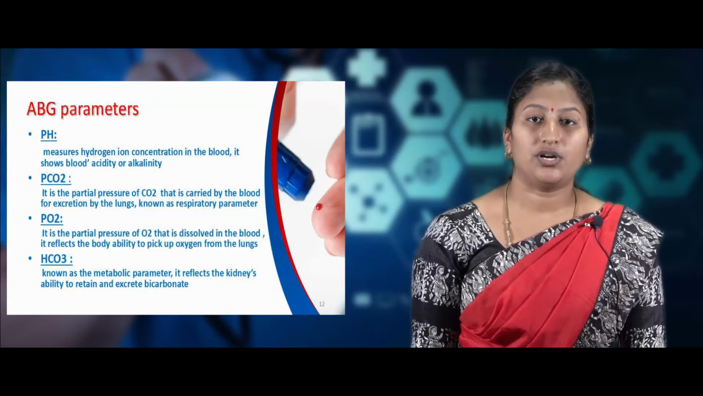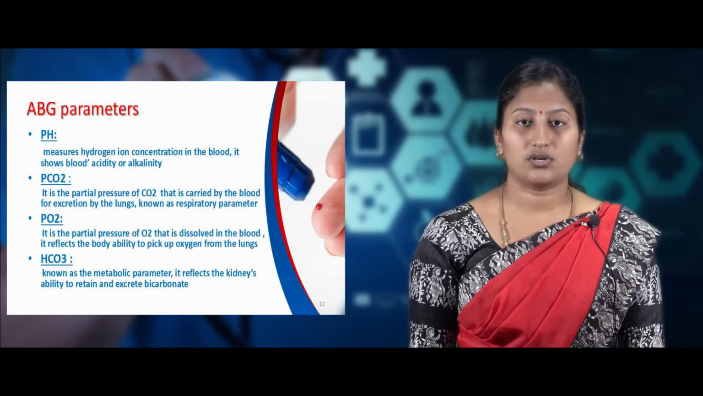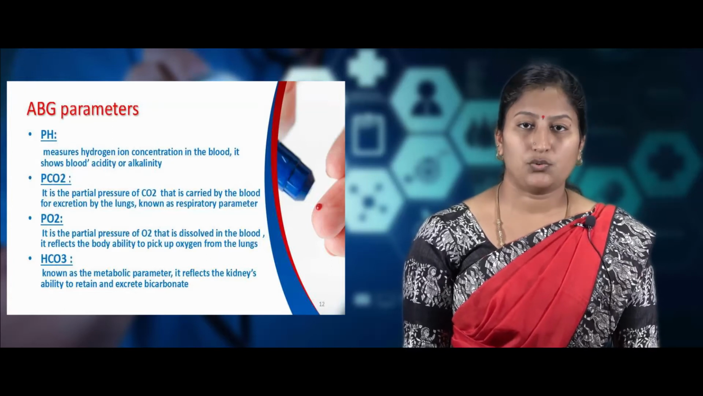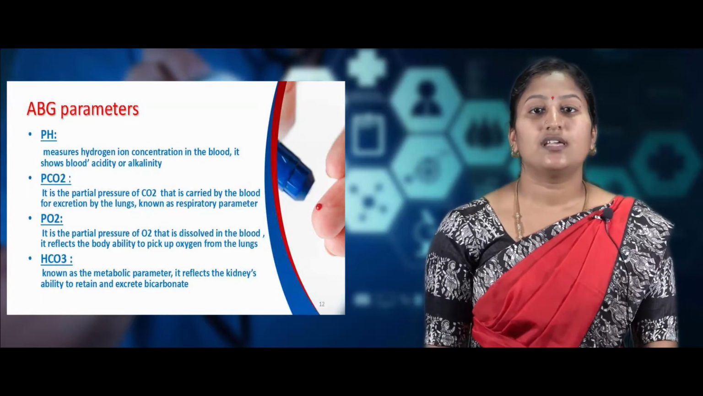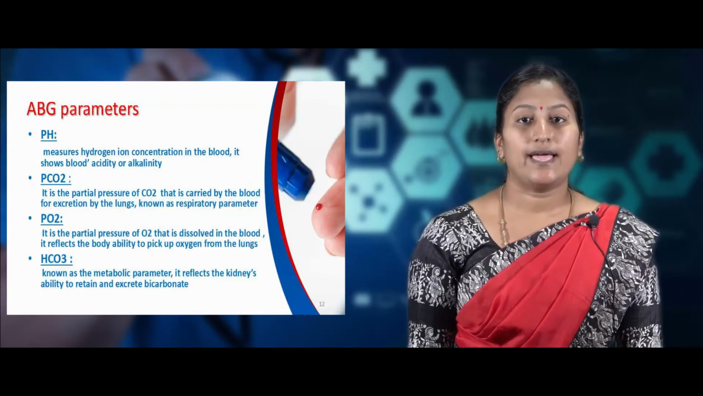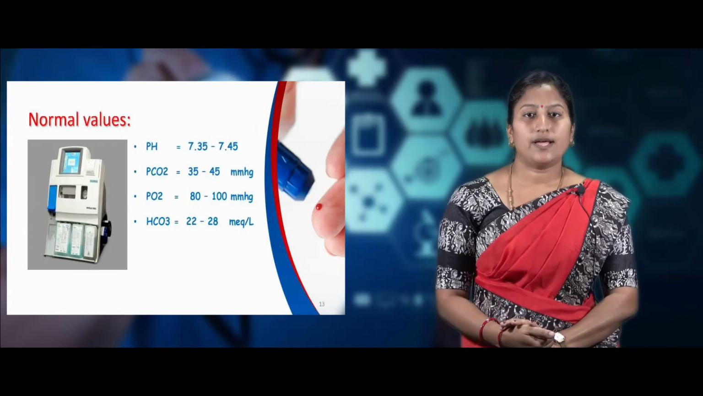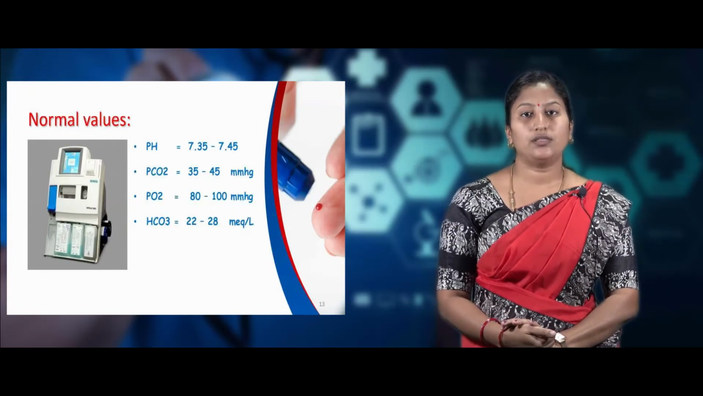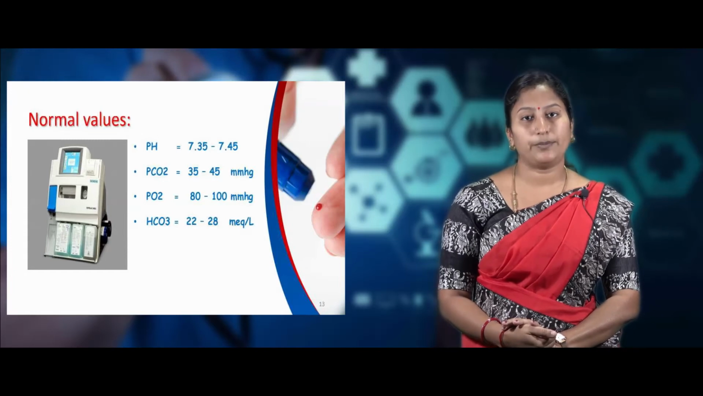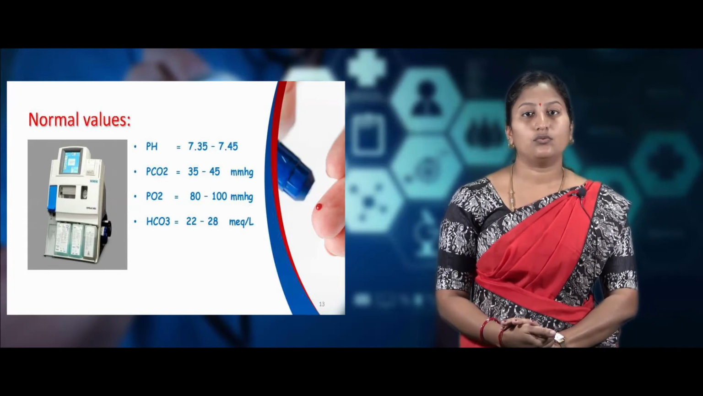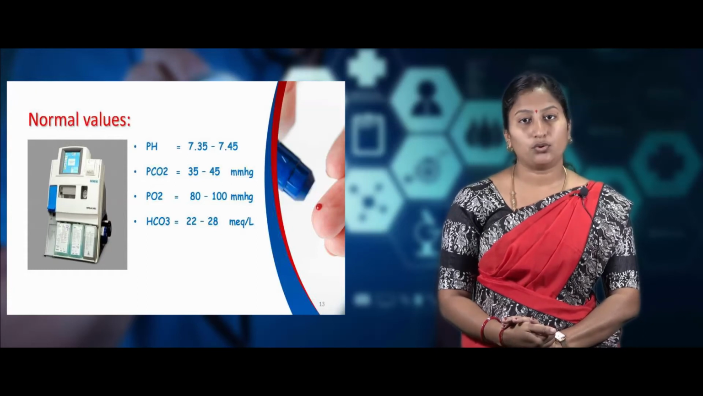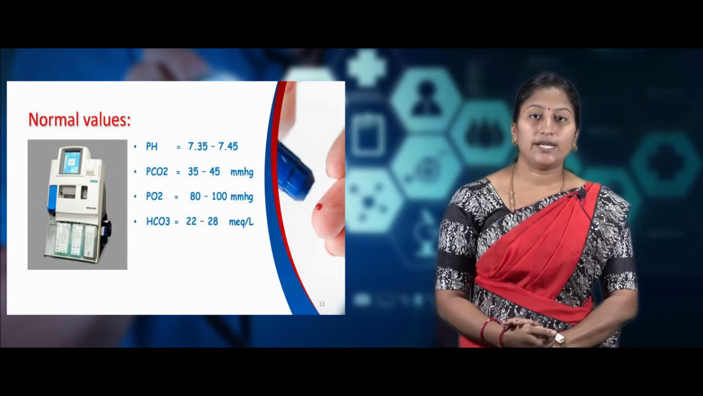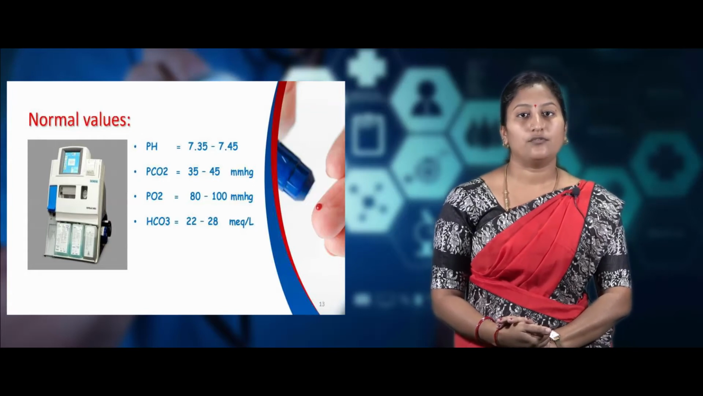It reflects the body's ability to pick up oxygen from the lungs. HCO3 is a metabolic parameter, and it reveals the body's ability to excrete and retain bicarbonate. The normal values range between 7.35 to 7.45 for pH, 35 to 45 mmHg for PCO2, 80 to 100 mmHg for PO2, and 22 to 28 milliequivalent per liter for HCO3.